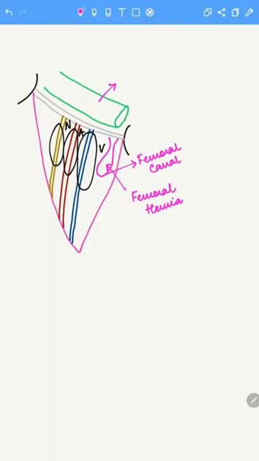This structure above the femoral triangle is the inguinal canal. When a tissue protrudes into the inguinal canal, it's known as an inguinal hernia. Femoral hernias are more common in females, FEM for femoral, FEM for females, while inguinal hernias are common in males.